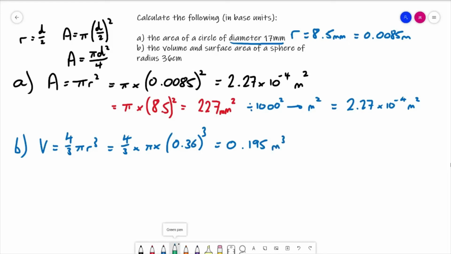Now for the surface area of a sphere, if you don't know it, it is actually on the data sheet and is 4 pi r squared. So that gives us 4 times pi times 0.36 squared, and that gives us an area of 1.63 metres squared. Now, of course, if you decided not to do your conversions first, please make sure and check that you've done your conversions correctly and you do get those answers.